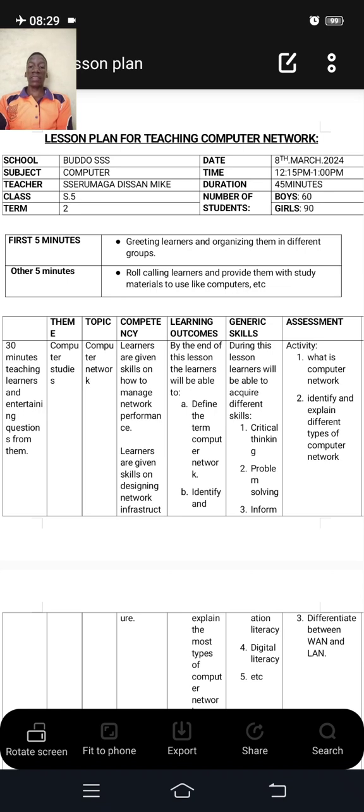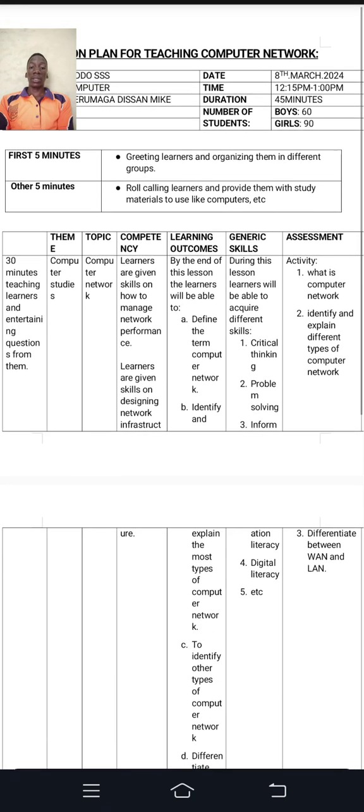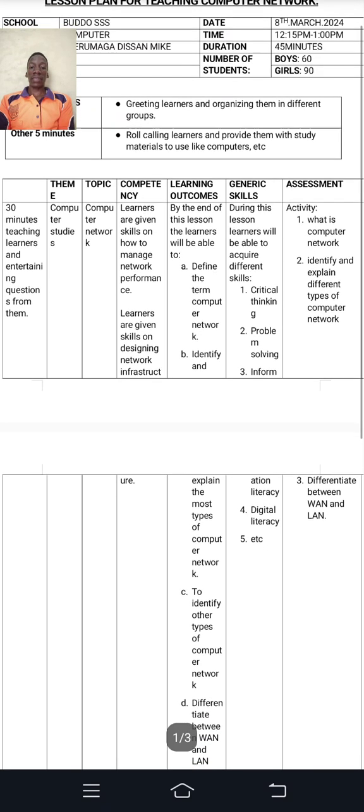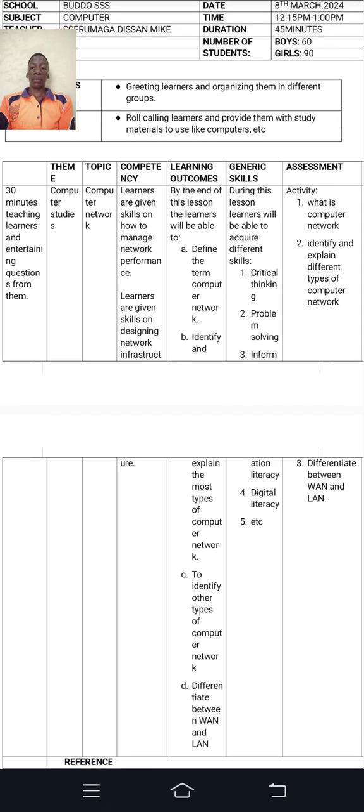Then in my first 5 minutes, I'll be greeting learners and organizing them in different groups due to the new curriculum. Then another 5 minutes, roll calling learners and providing them with the study materials to use like computers, etc. The second table, for the 30 minutes, teaching learners and entertaining questions from them.